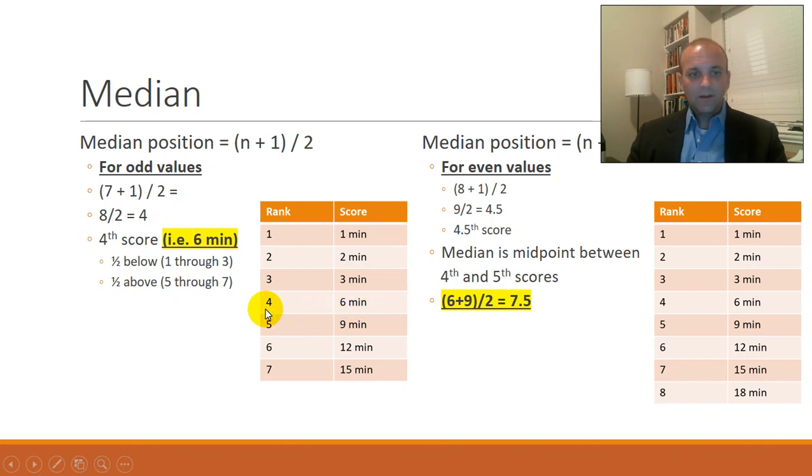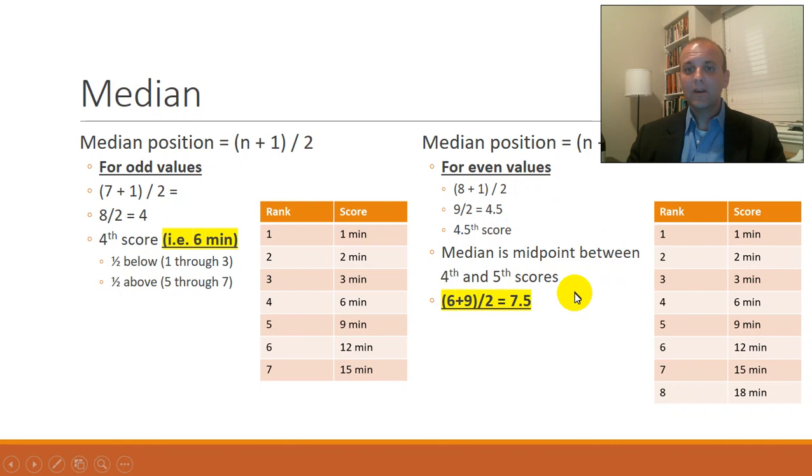And as you can see, 50% exists above it and 50% exists below, because you have 3 numbers below it. You have 3 numbers above it in the rank order, okay? And this is for odd values. So it's a little bit different when you have even values, because then you have to do a little more math. You have to do a little more computation to achieve the exact median, okay?